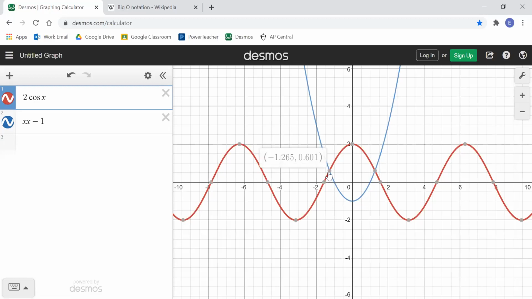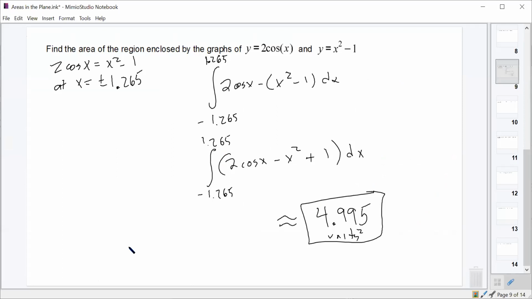And since we're integrating from the same value on the left to the same value on the right, just the positive and the negative versions of it, if we wanted to, we could have only done half of that interval. So we could have gone from 0 to 1.265 and then doubled the integral. And that would give us the exact same value. So another option would have been, since they're both even, to do this.